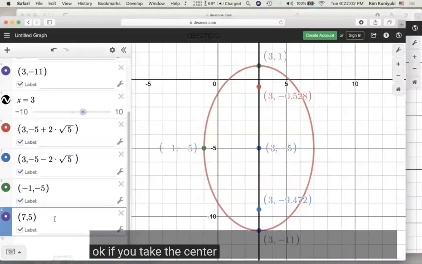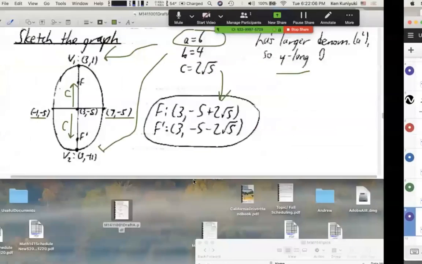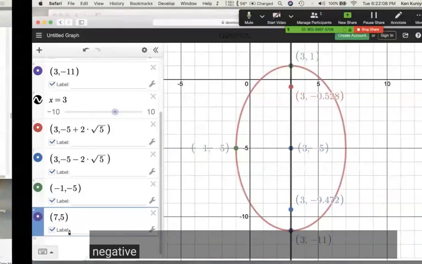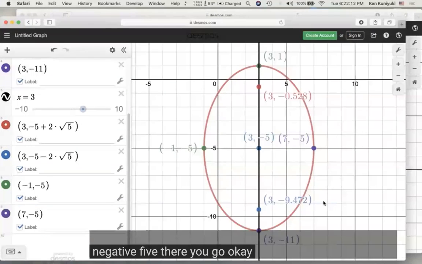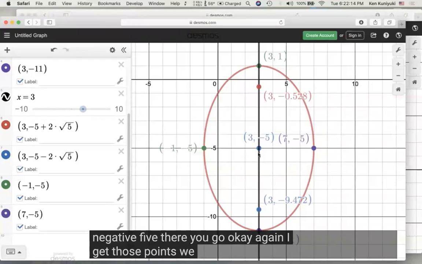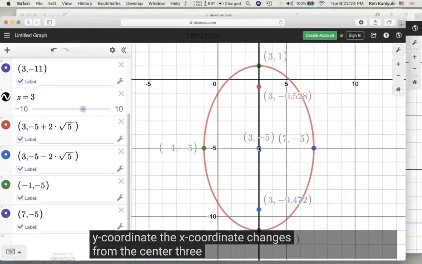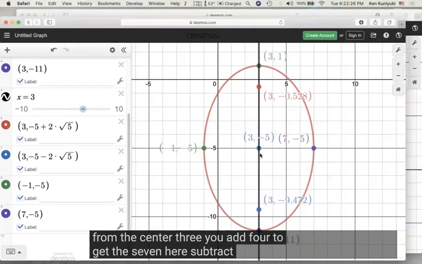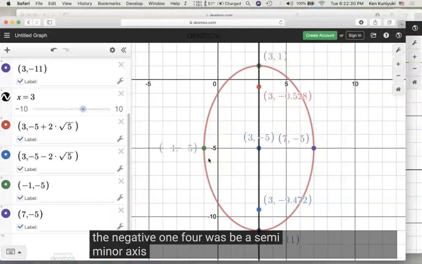Again, if you take the center, -7, -5. There you go. Okay. Again, to get those points, we share the y coordinate this time. They're on the horizontal line y equals -5. These points share the same y coordinate. The x coordinate changes. From the center, 3, you add 4 to get the 7 here, subtract 4 to get the -1. 4 was B, the semi-minor axis.